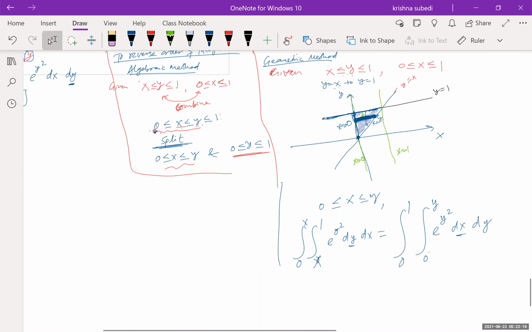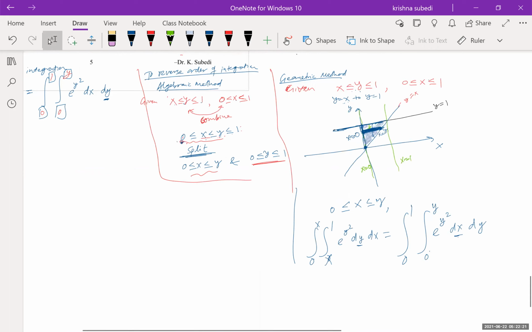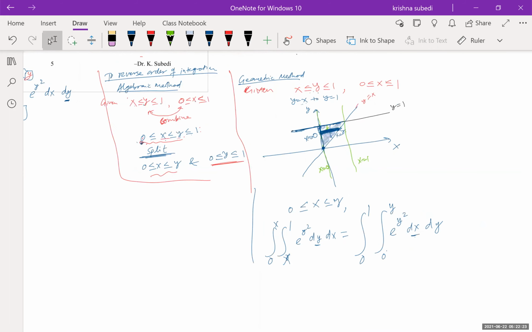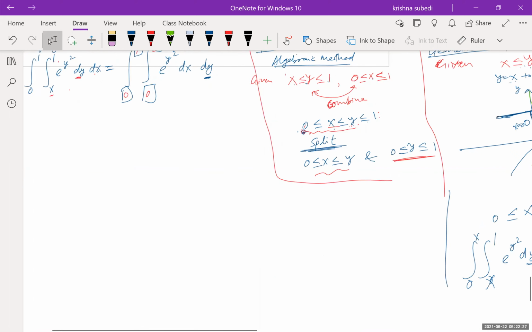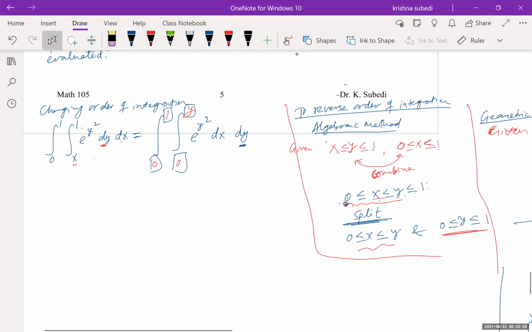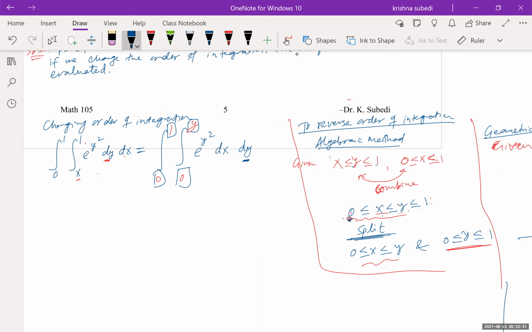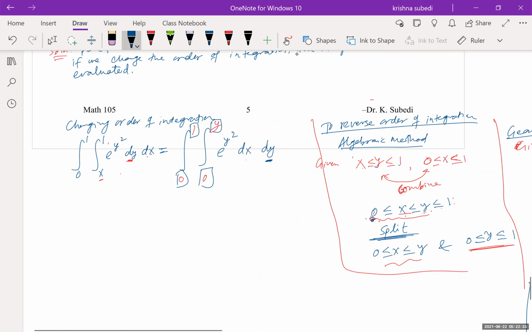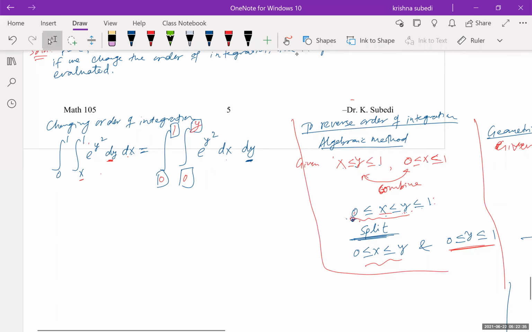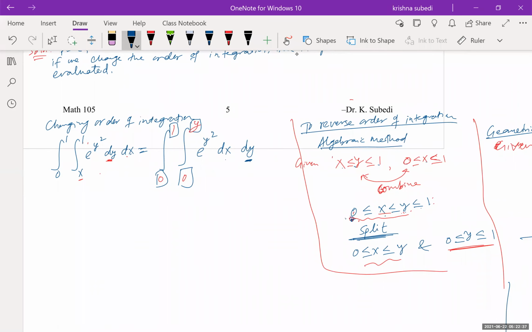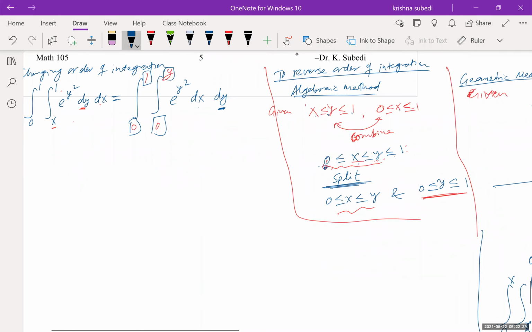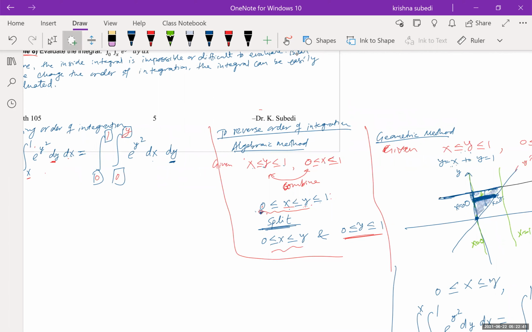And which method do you like? You choose that. Anyway, we switch the order. In both cases, we got the same limit here, 0 to y for x, and for y, 0 to 1. Now, changing the order of integration, we get that. Now let us evaluate the inside integral.